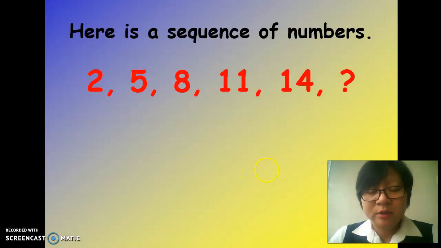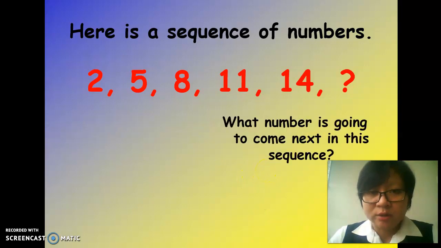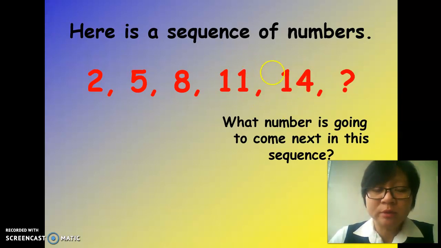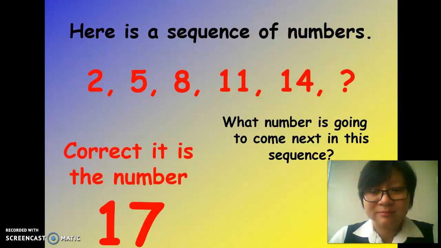Next, this is an example of an arithmetic sequence. I put the numbers in ascending order, and I'm using commas to separate each number. So a sequence is a list of numbers. Start from the leftmost number, 2. And then 5, 8, 11, 14. What number is going to come next in this sequence? Can you guess? It is the number 17.